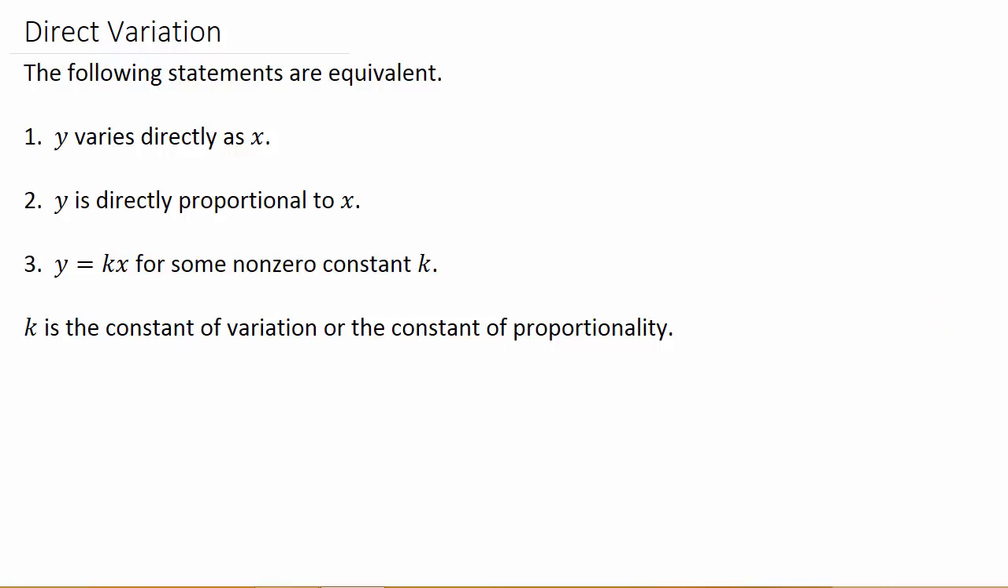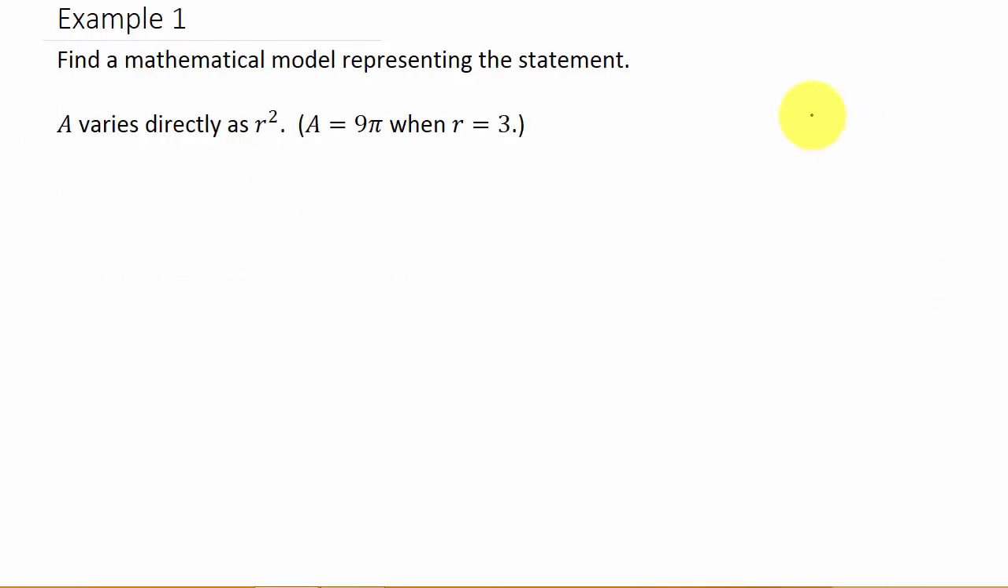Alright, so let's take a look at an example. It says find a mathematical model representing this statement. A varies directly as R squared, and they tell us A is equal to 9 pi when R equals 3. So they're telling us the form of the equation, and then giving us information so we can figure out what K is, our constant.